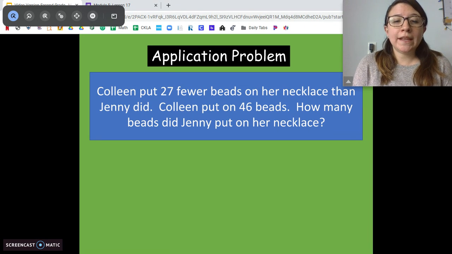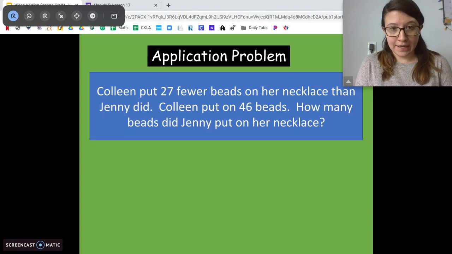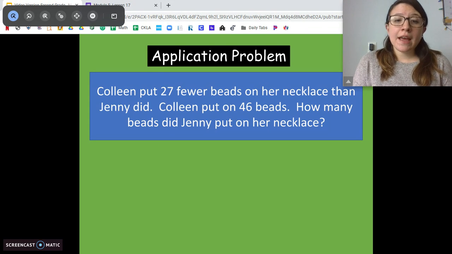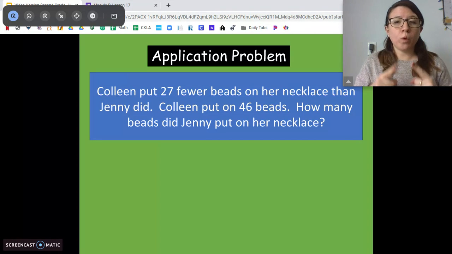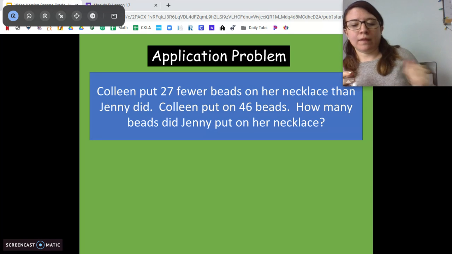Listen again because the wording of this is tricky. Colleen put 27 fewer beads on her necklace than Jenny did. Colleen put on 46 beads. How many beads did Jenny put on her necklace? I want you to think, who put more beads on their necklace, Colleen or Jenny? Jenny put more beads. Good. Do we know how many beads Jenny put on her necklace? Not yet. So let's figure that out.